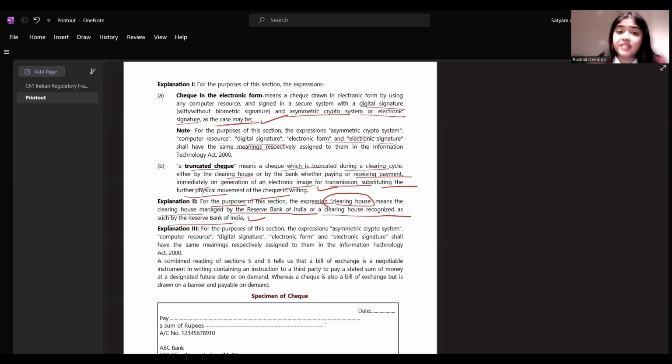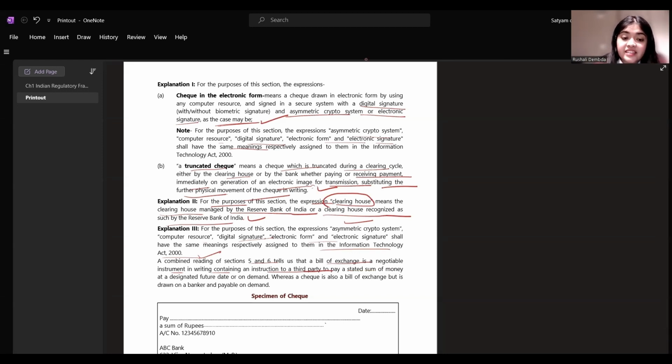So all these checks are cleared by the banks through RBI. RBI is our clearing house. For the purpose of this section, again, asymmetric crypto system, computer resource, digital signature, electronic form have the same meaning as given in the IT Act. A combined reading of section 5 and 6 tells us that a bill of exchange is a negotiable instrument in writing containing an instruction to a third party to pay a stated sum of money at a designated future date.